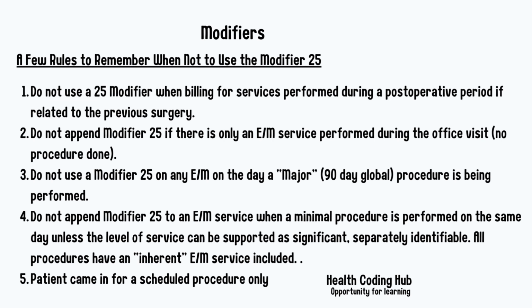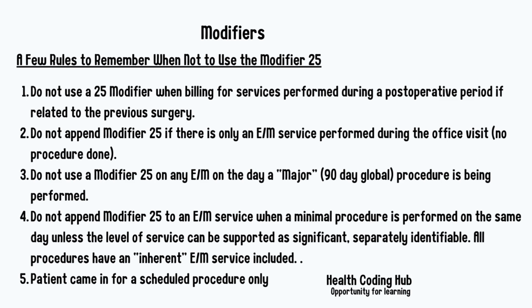Do not use modifier 25 on any E&M on the day a major 90 days global procedure is being performed. As discussed earlier, modifier 25 can be used only for the minor surgeries that belong to 0 to 10 days of global period. A 90 days global period is considered a major surgery. That time we need to assign modifier 57, which we will discuss in our next video. And for the major surgeries we should not use modifier 25.